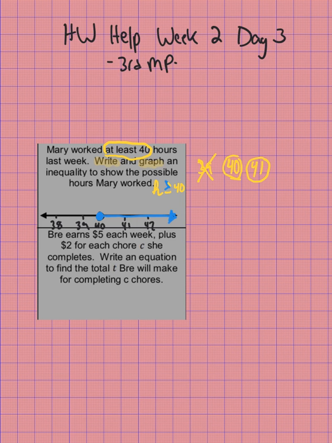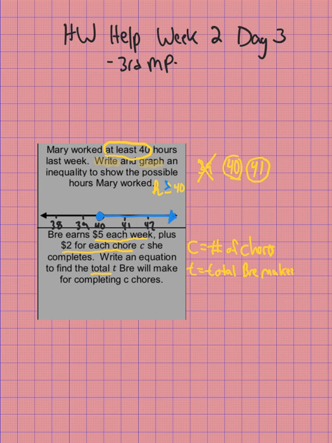First off, it's $5 each week. It's $2 each chore. And C, I'm going to define that variable, is the number of chores. And T is, it says write an equation to find the total T that Bree will make. So T is the total Bree makes.